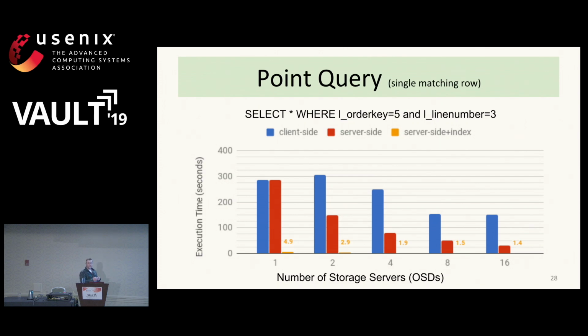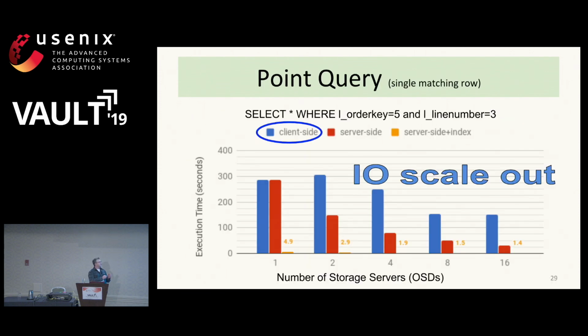So consider a point query. So this is a single matching row in the entire table. On the left-hand y-axis, we have execution time, and the x-axis shows what happens as we scale out the number of storage servers. And then we have 3 versions here. So the client-side processing, this is the standard method where we read all of the data. The storage servers return all the data, and the client does all the processing to look for this row.